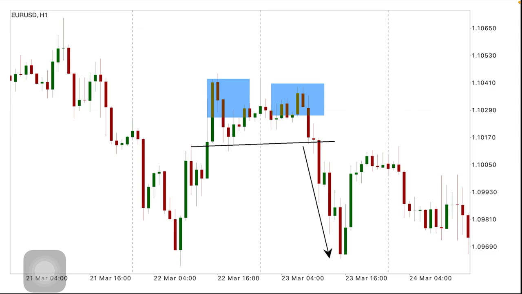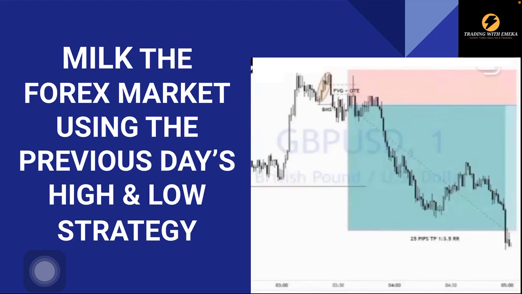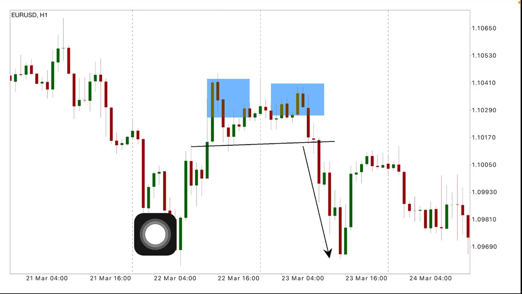If it has broken the neck, the market is very likely to continue to sell. In that case, if the market starts to sell, it continues to sell. If the market continues to buy in a day, it's very likely to continue to buy continuously throughout that day. But you have to trade this strategy in relationship with the previous day's high or previous day's low.